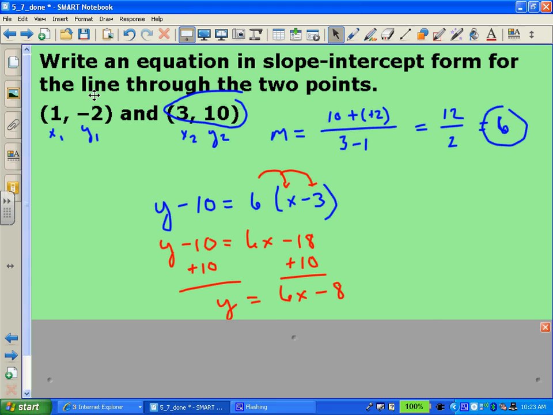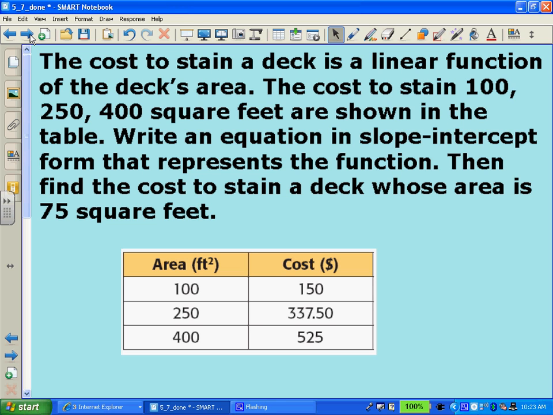Okay? So that's how I do it when I'm given 2 points. I find the slope, put it in point-slope form, and then convert to slope-intercept form. Then the very last thing you'll see is story problems.